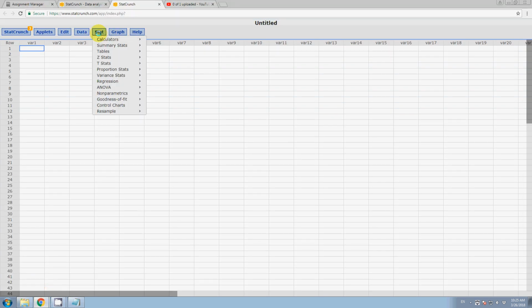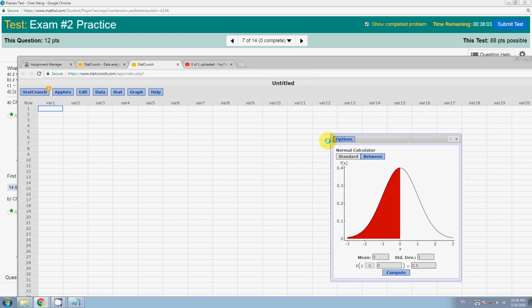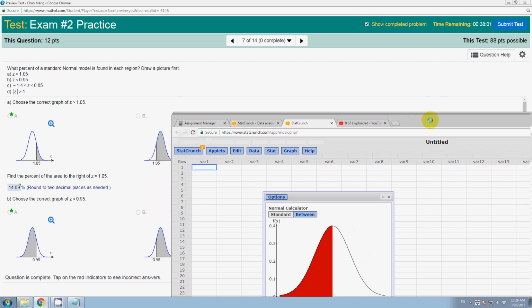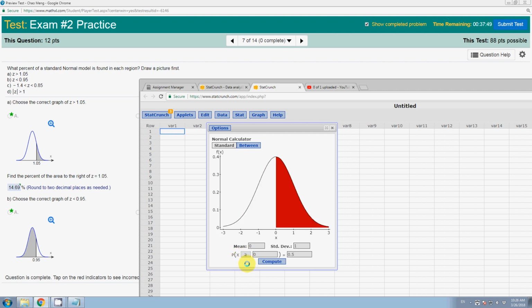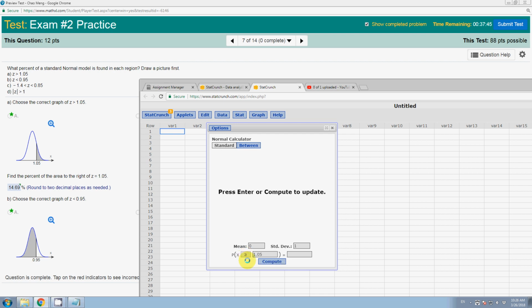Let's open the StatCrunch and go to Stat Calculators. And where's normal? Okay, here's normal. So we know the mean is 0, standard deviation is 1. We don't have to change those things. And z is greater than 1.05. In this case, x is greater than or equal to 1.05. Then let's click compute.